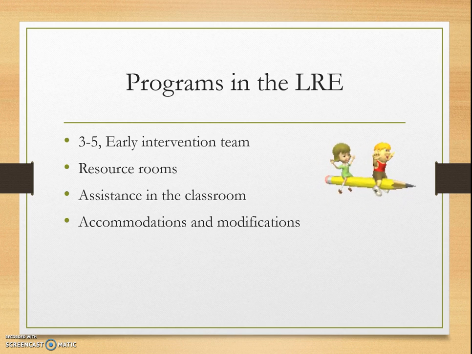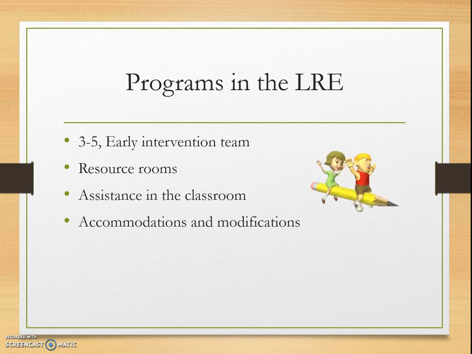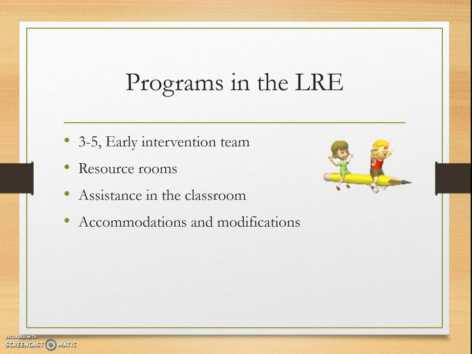Programs in the least restrictive environment. From ages 3 to 5, there is an early intervention team. However, for school-age students, the least restrictive environment takes into account resource rooms so that a student may only be separated from regular education for part of the day, assistance in the classrooms such as interpretation, or accommodations and modifications such as larger tests, more time on tests, or a modification of the answers on a quiz.